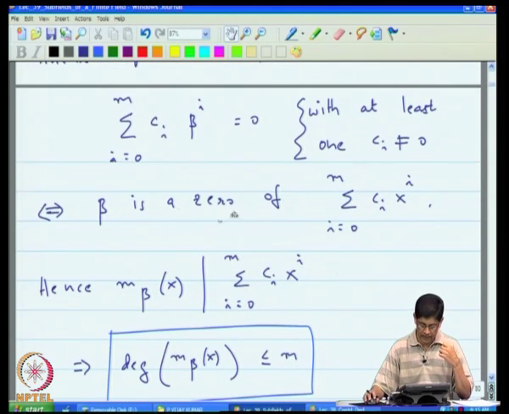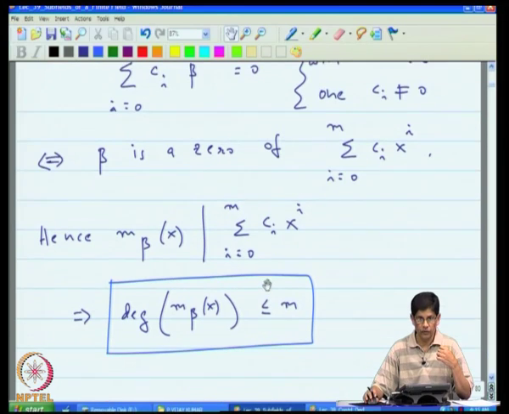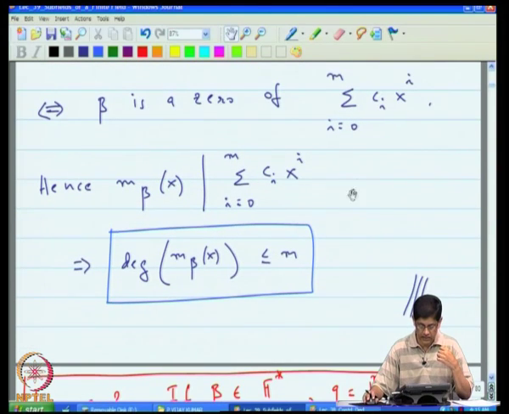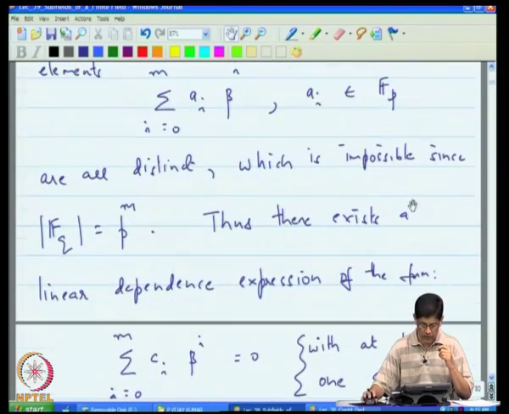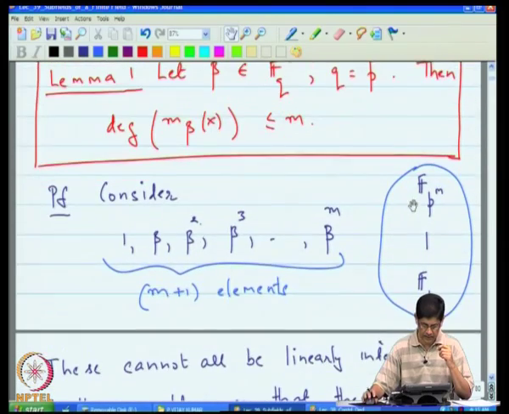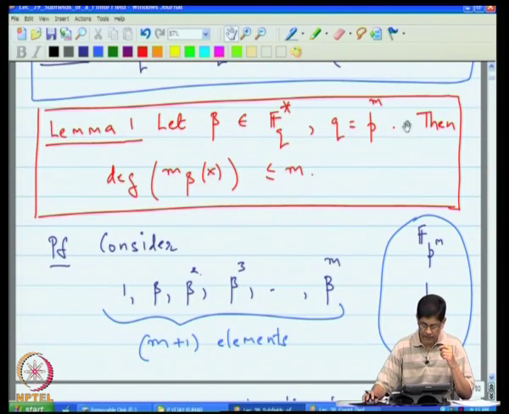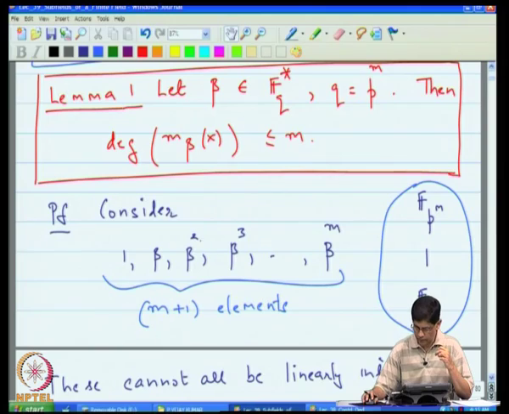But then if that is the case, we know that the minimal polynomial divides any polynomial of which beta is a 0. So in particular the minimal polynomial must divide this polynomial, but this polynomial has degree m. So the minimal polynomial must have degree less than or equal to m. That is how the proof goes. Again, if you got lost in the technical details, it does not matter, just keep in mind that if the finite field is of size p to the m and you take a non-zero element, its minimal polynomial is going to be of degree less than or equal to m.